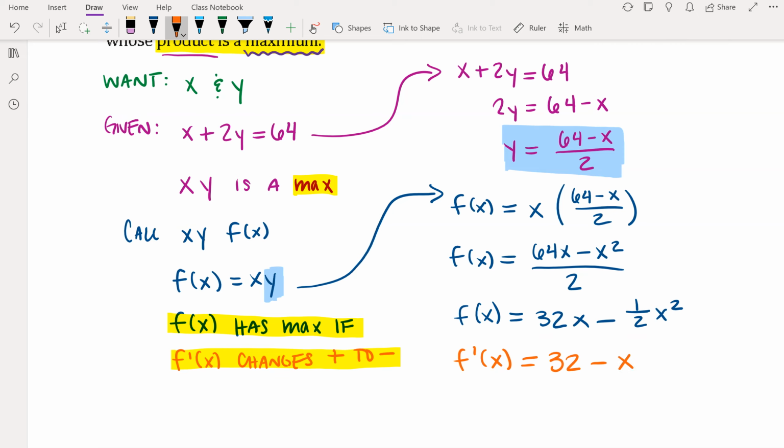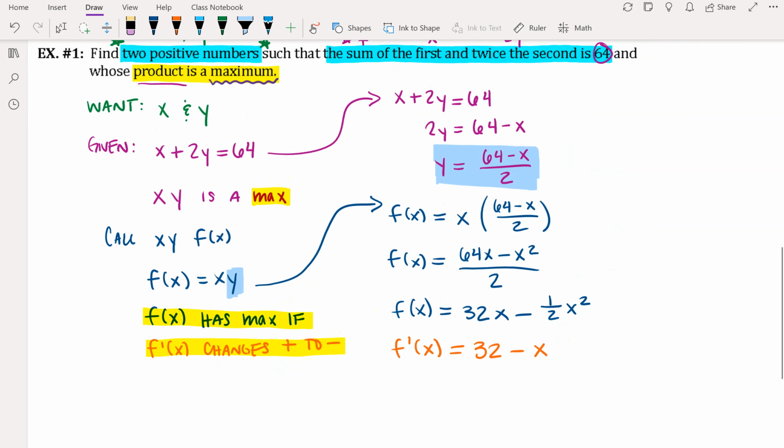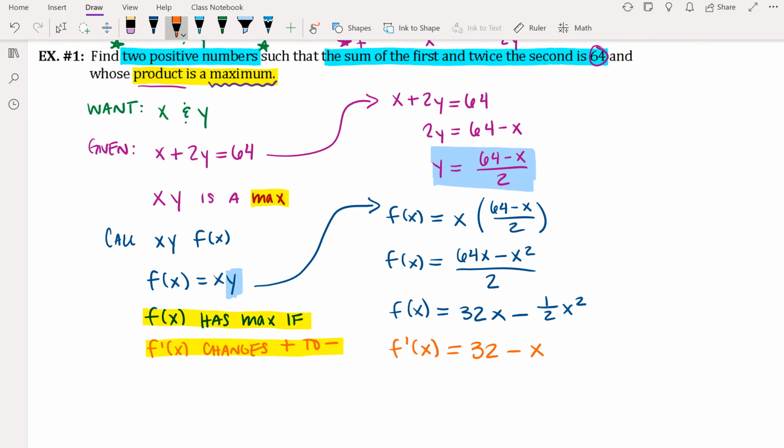Cool. How do I find where f prime changes positive to negative? First, I find where f prime equals 0, and then I do a sign test. So let's find where f prime of x equals 0. So 0 equals 32 minus x, sorry about that. x would equal 32. Sweet.